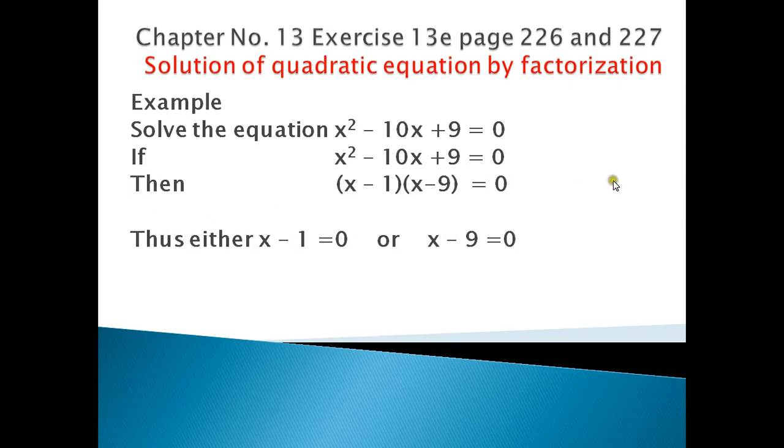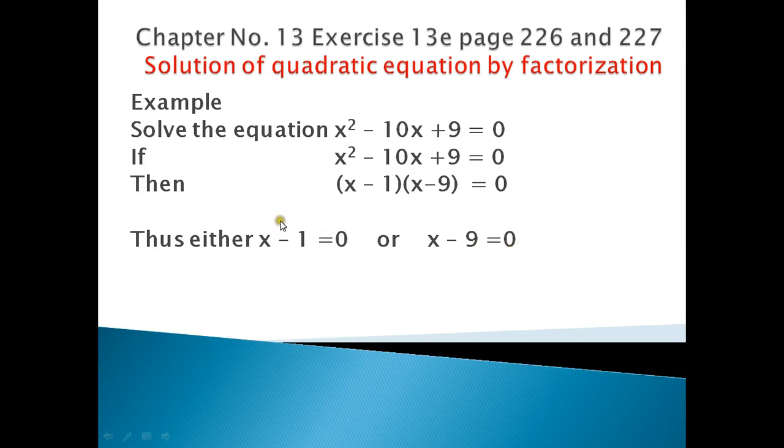So now you can see the next step. Here, x minus 9 into x minus 1. This is similar to chapter number 12. But now we will see the difference. What is the difference between these questions and chapter number 12 questions? Now you can see, because there are 2 brackets, x minus 1 is equal to 0, and also x minus 9 equal to 0. Thus either x minus 1 equals 0 or x minus 9 equals 0.